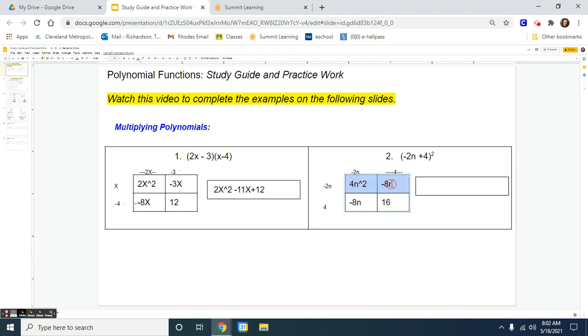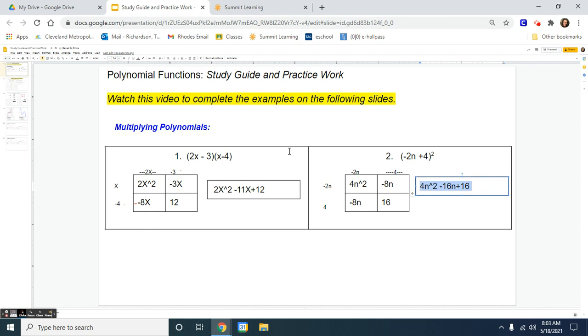Let's pull out these boxes in order. First comes 4n squared. Next comes negative 8n. Then we pull out the last two, negative 8n again, and then a positive 16. Look at where you can combine. It's just a hint. It's always going to be these middle terms you can combine because the first and the last are different. So negative 8 minus 8. Put it in your calculator. That's going to be a negative 16n. This would be your final answer on Summit.